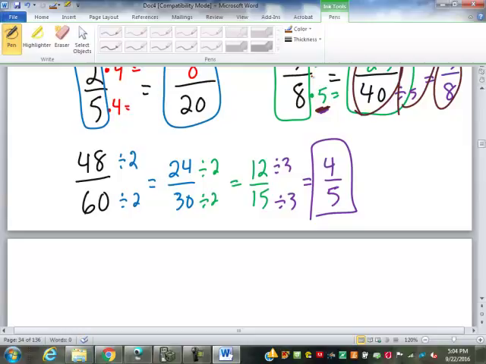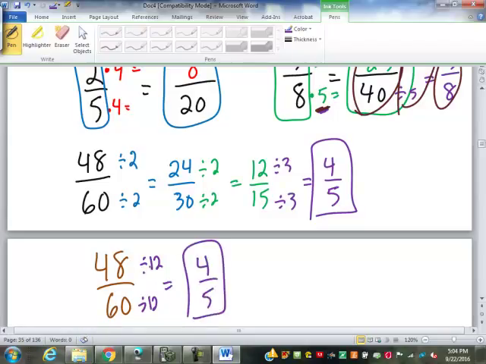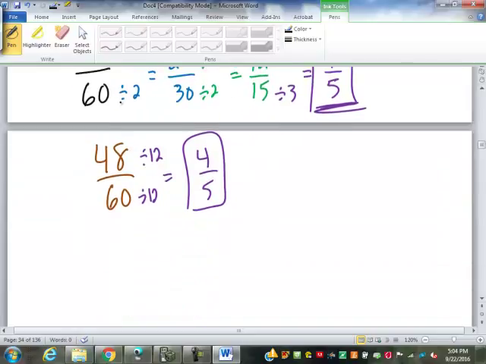You could have actually divided by 12 in the beginning. Both of those numbers do divide by 12. 48 divided by 12 is 4. 60 divided by 12 is 5. I just want to show you is you don't have to find that largest number. You can divide by 2 first, 3 first. Eventually, you're going to get there anyway. It just takes a few more steps if you're dividing by smaller numbers. So we can reduce our fractions in that way.